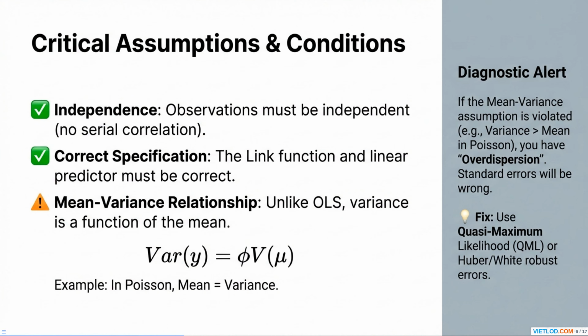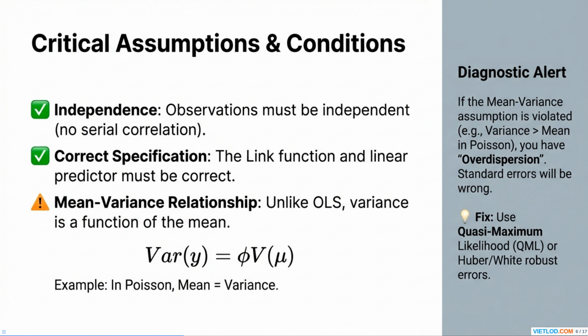For instance, in a Poisson model for traffic accidents, the theory assumes the mean number of accidents equals the variance. However, in reality, the variance is often much higher due to unobserved factors. This is overdispersion, and failing to account for it would make our results seem more statistically significant than they truly are. To fix this, you can use quasi-maximum likelihood, or QML, which are essentially Huber-White robust standard errors.